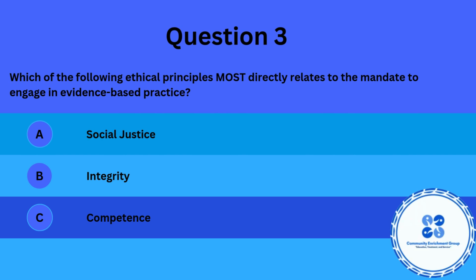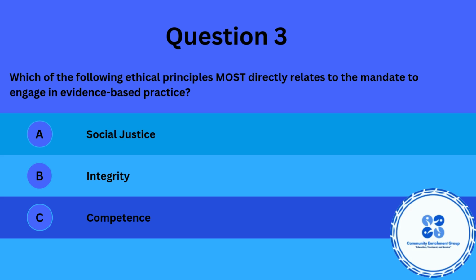All right, let's look at our final question for today. Which of the following ethical principles most directly relate to the mandate to engage in evidence based practice? All right, can you remember what evidence based practice is? That is based on, you said it, research. So let's look at our different choices for this question. A, social justice. B, integrity. Or C, competence.